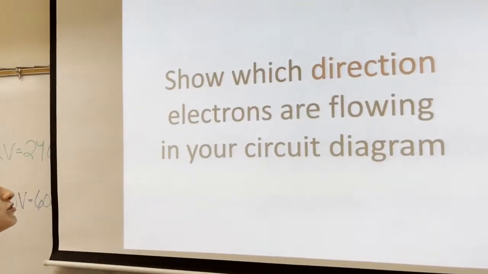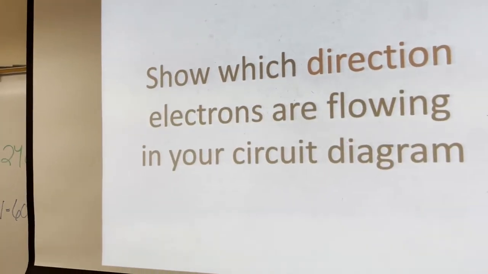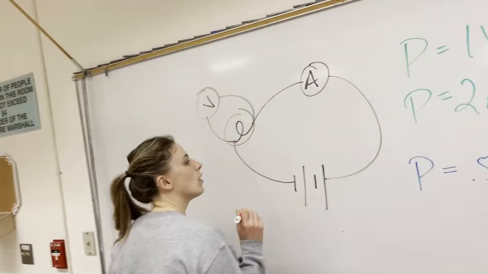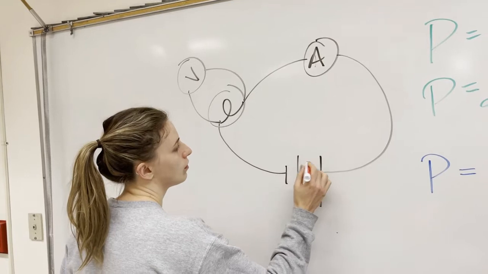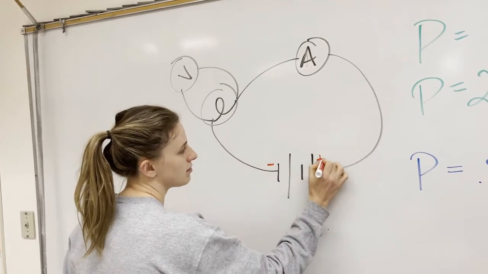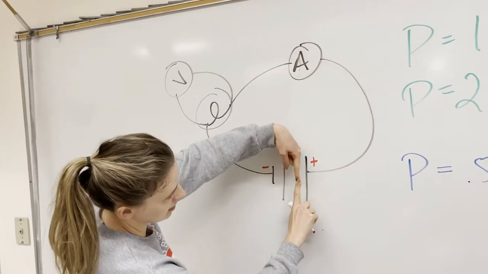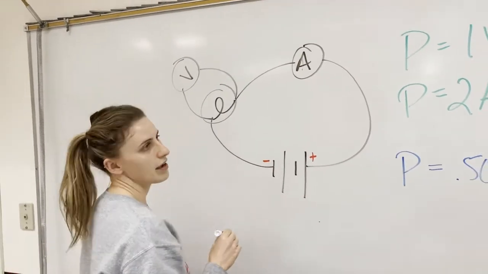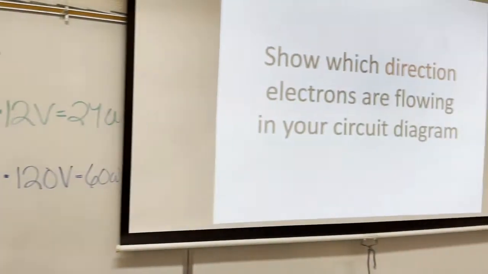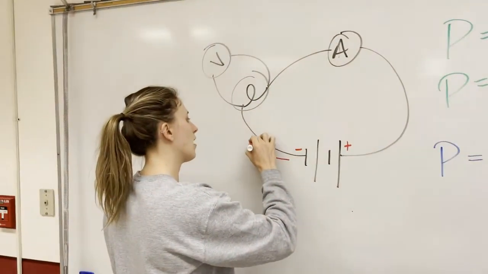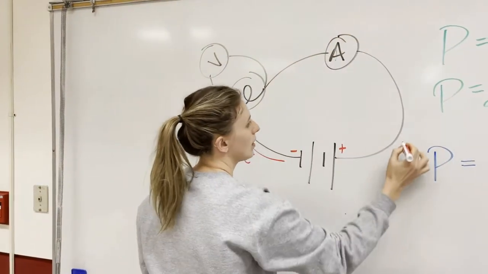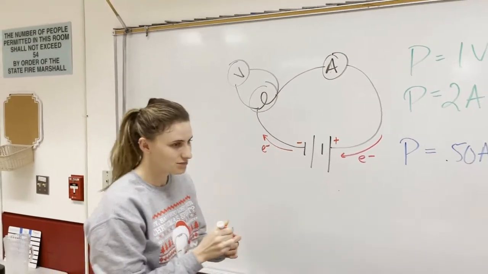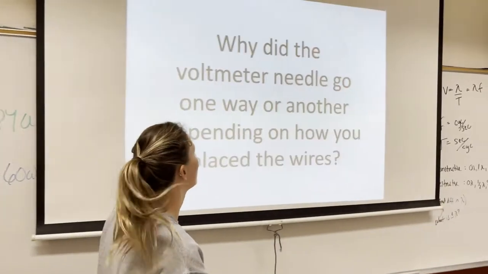Okay. Show which direction electrons are flowing in your circuit diagram. So you got that on your lab. And which side is positive, which side is negative? Don't forget the positive side is the one that is long enough to take two fingers, and that one's just one. And we know that electrons are flowing this way, out of the negative and into the positive.